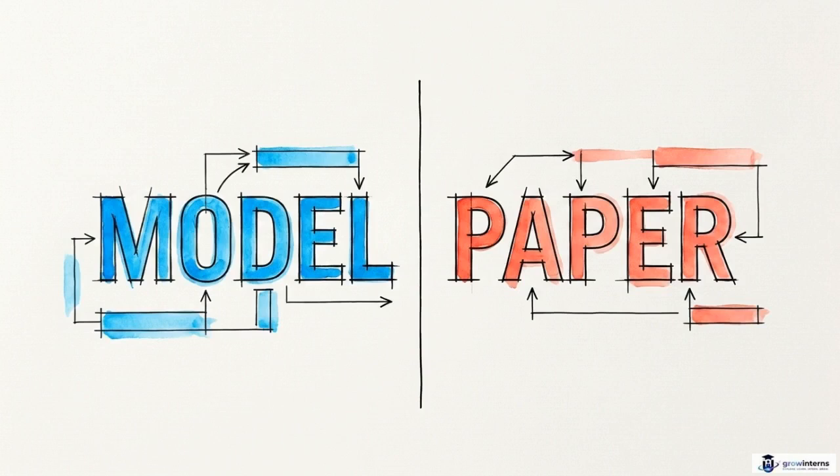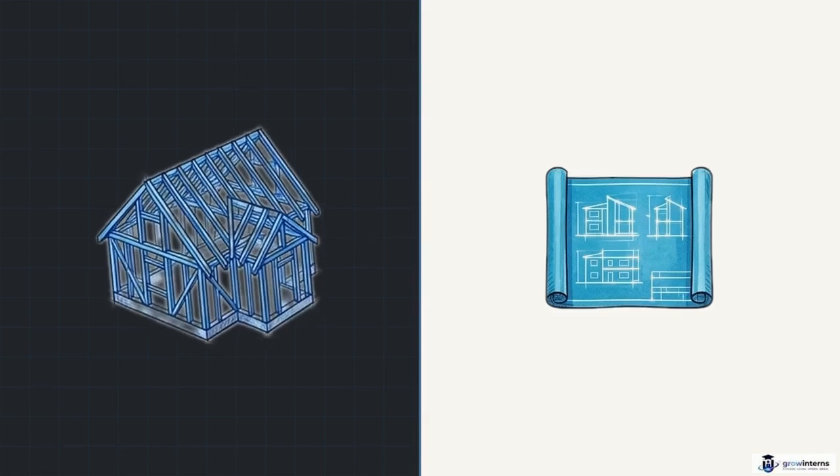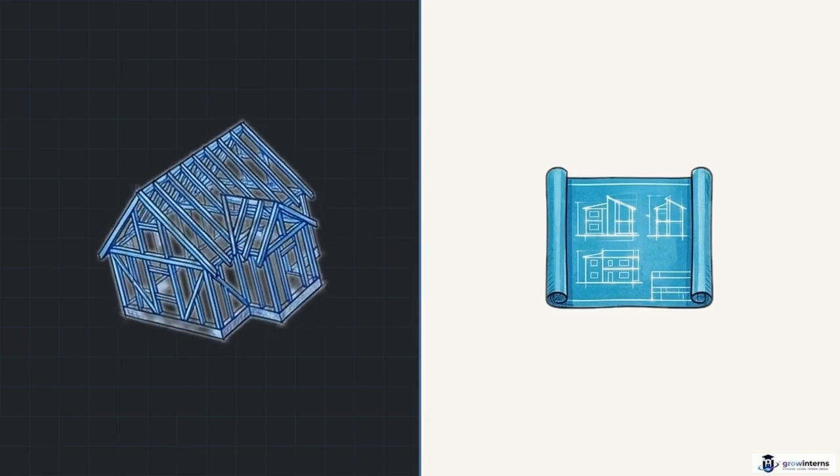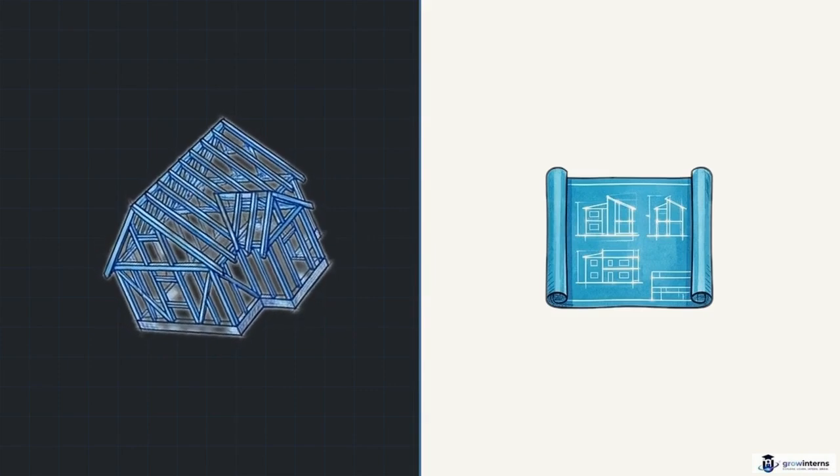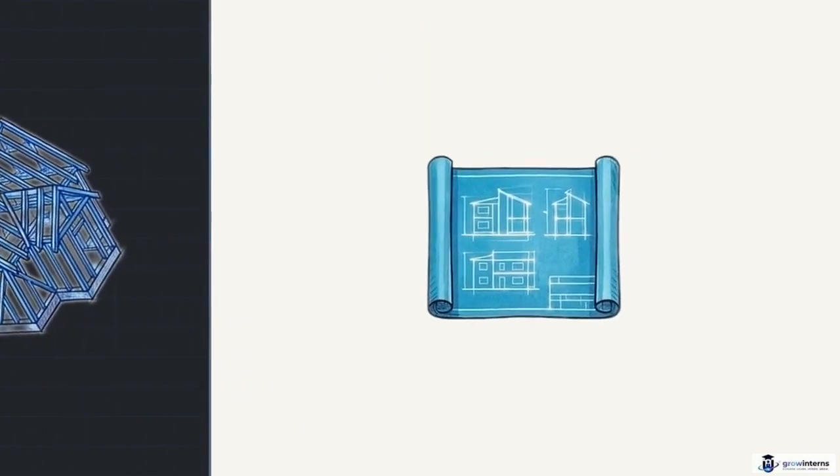This requires understanding a strict architectural divide in the software. There is model space, where your entire design is built at a true one-to-one, real-world scale, and there is paper space, where you prepare your document for printing.